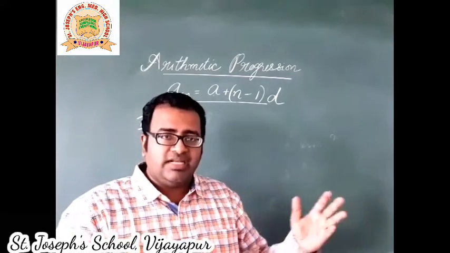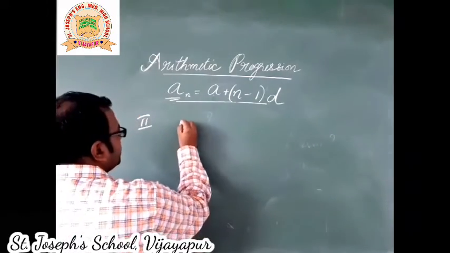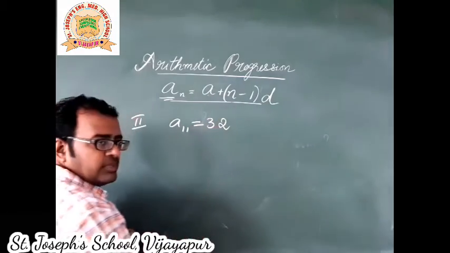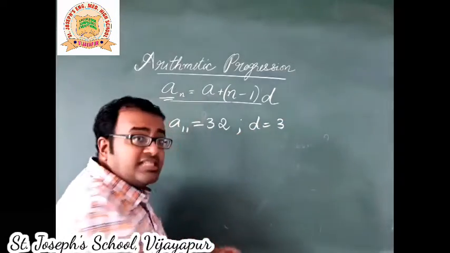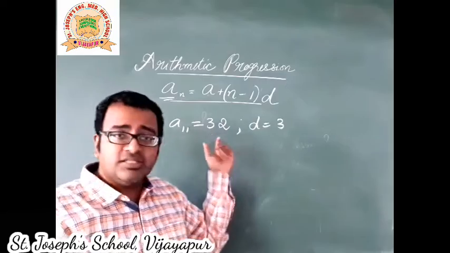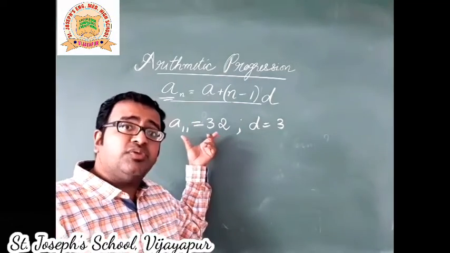Instead of 2, 5, 8, giving the question like that, I am going to change the question. The 11th term is 32 and the common difference is 3. This is the same problem, I am just looking at it in a different way. The 11th term is 32, we got that at the end, remember? So I am taking that as the part of the question which we already know.